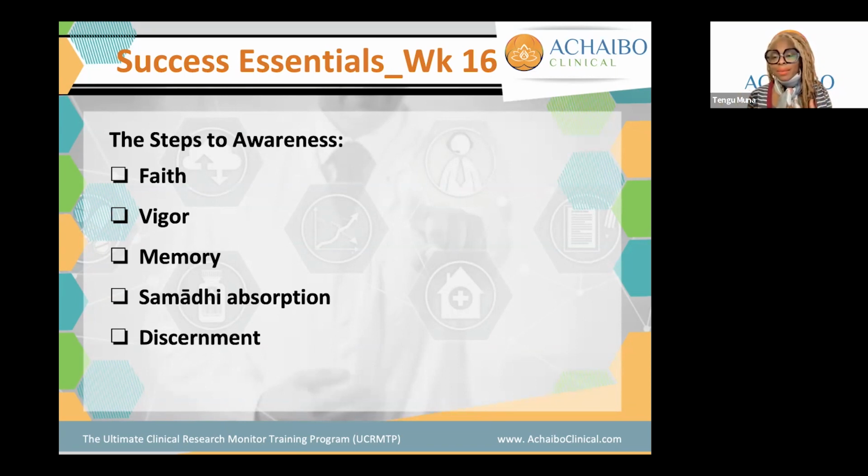And then, of course, the steps to awareness. We want to have faith, develop vigor and vitality, use your memory, rephrase, think of the things that have happened, and write a new story about them. Allow yourself to go into that state of just flow. And then from then, look at the world and your life and judge it in a completely different way.